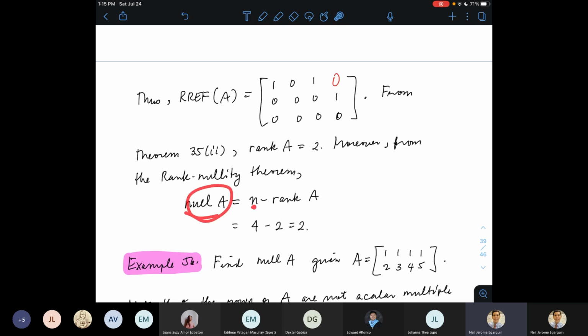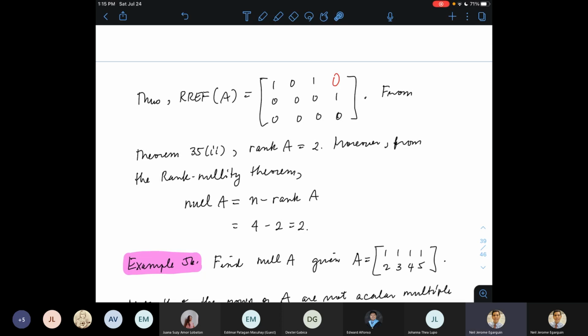The nullity of A is the number of columns minus the rank of A. So it's going to be 4, the number of columns, minus the rank, which we computed as the number of non-zero rows of the RREF. Subtract them from each other, we get 2. So the rank of the matrix is 2, the nullity of the matrix is 2. So that means that the rank and the nullity of the linear transformation represented by A are 2 and 2 respectively.